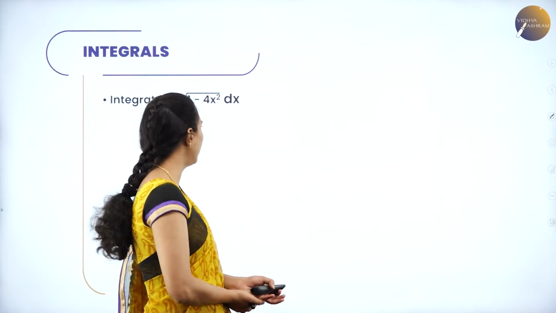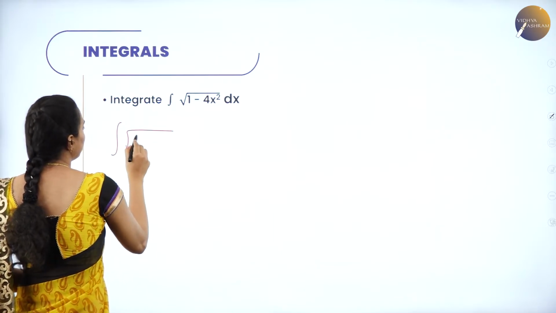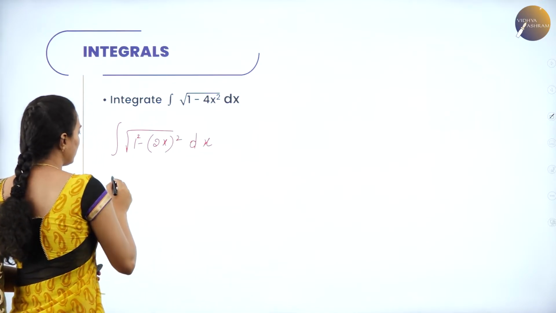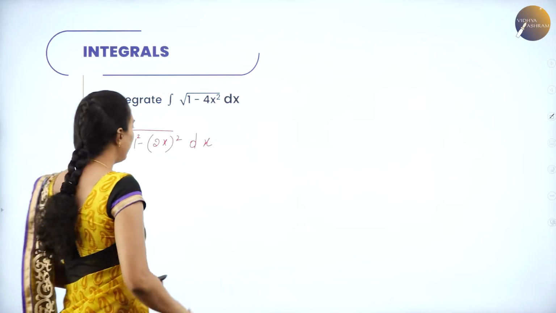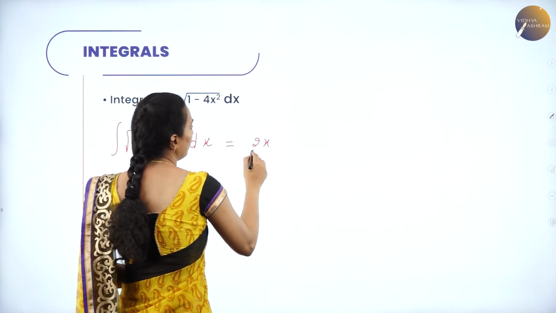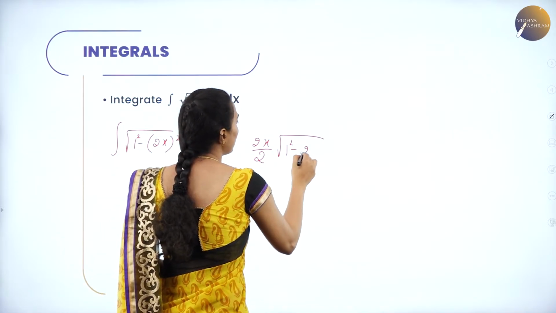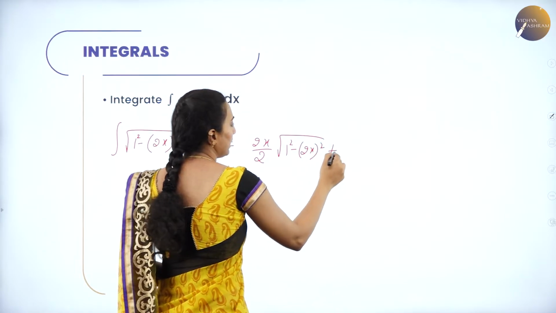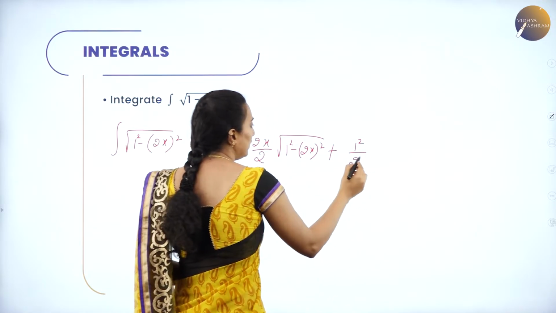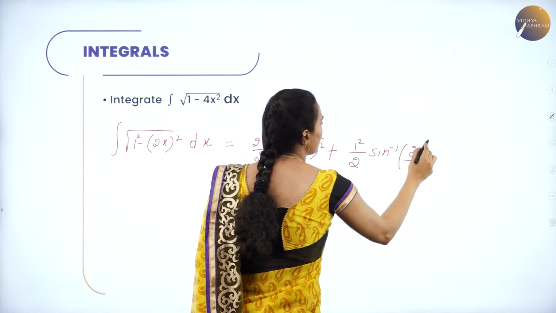Integrate under the root 1 minus 4x squared. So you can write this one as the integral of under the root 1 squared minus 2x whole squared, isn't it? So in place of x you are having 2x, which is of the same formula we have just written. So you can have x by 2, which is 2x divided by 2, in place of x, 2x, under the root 1 squared minus 2x whole squared, isn't it? Plus a squared by 2, in place of a you are having 1. So 1 squared divided by 2 into sine inverse of x by a, in place of x you are having 2x, divided by, in place of a, 1, plus c.